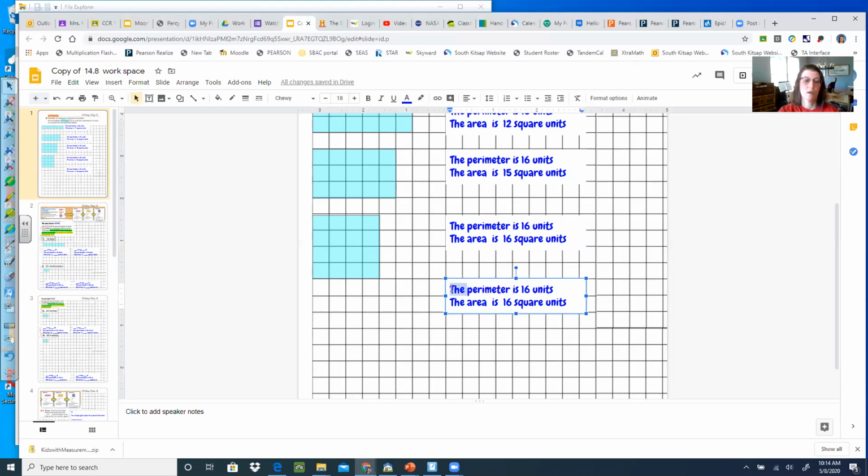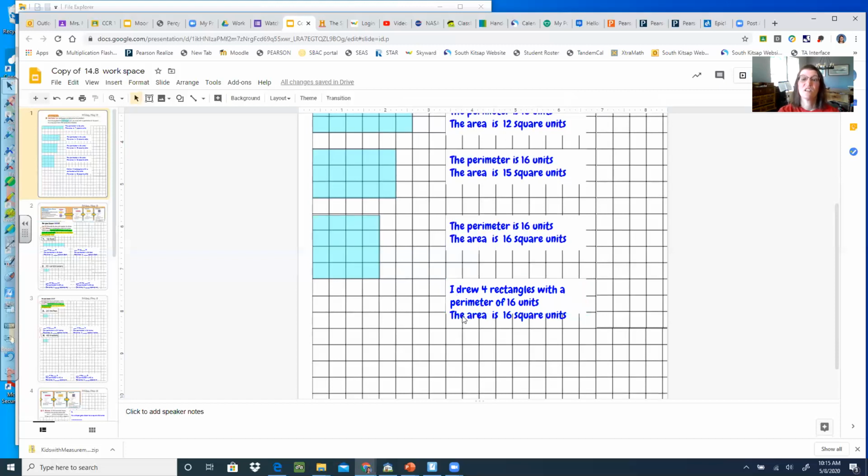So I drew 4 rectangles with a perimeter of 16 units. And I need to put a space there. My space bar doesn't always work. Now I'm going to change this a little bit. Their areas are all different. There we go.